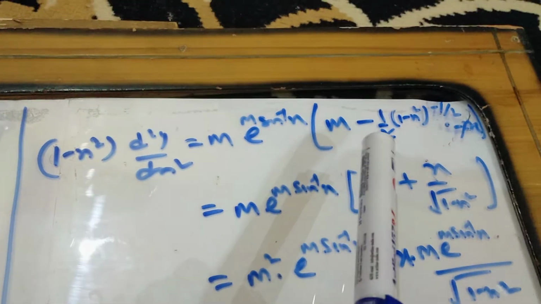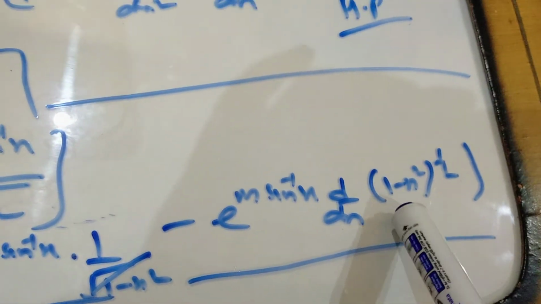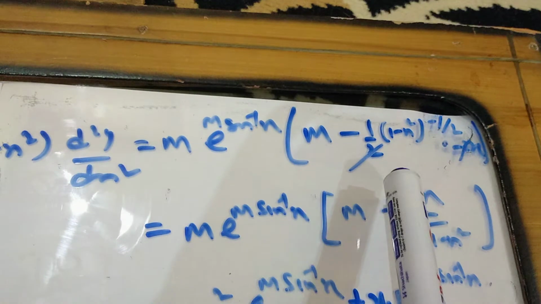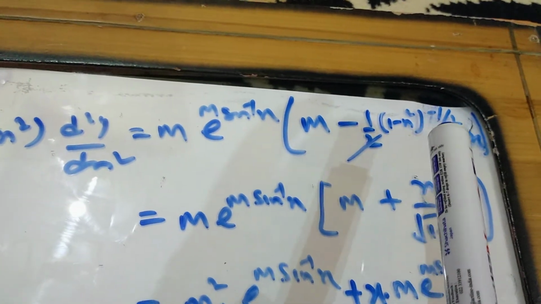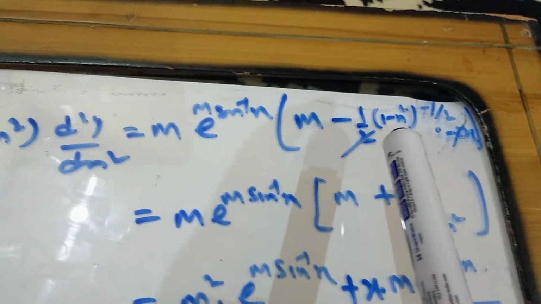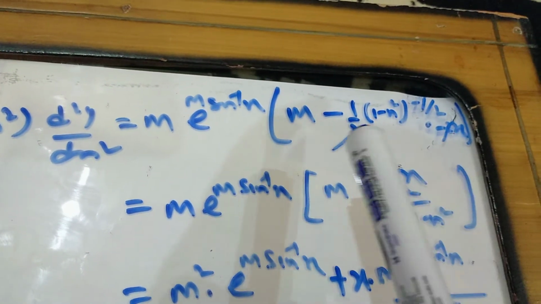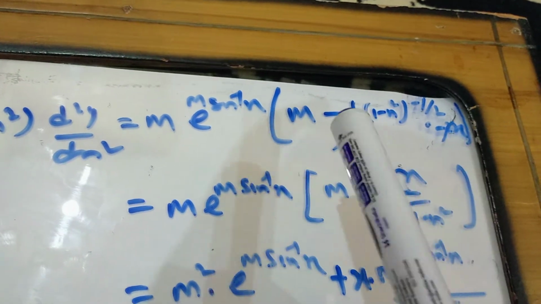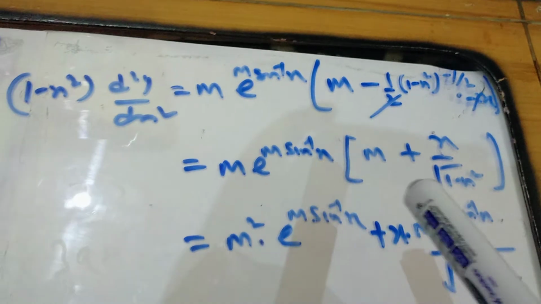Now m minus half. Now I differentiated this portion. Look at this portion, how I differentiate. Here also I use the chain rule. By applying the chain rule, I will get half of (1 minus x square) power half minus 1, that is minus half, into the differentiation of 1 minus x square, which is minus 2x. The 2 I have cancelled with this 2, minus minus will become plus, so it will be x upon under root of 1 minus x square.